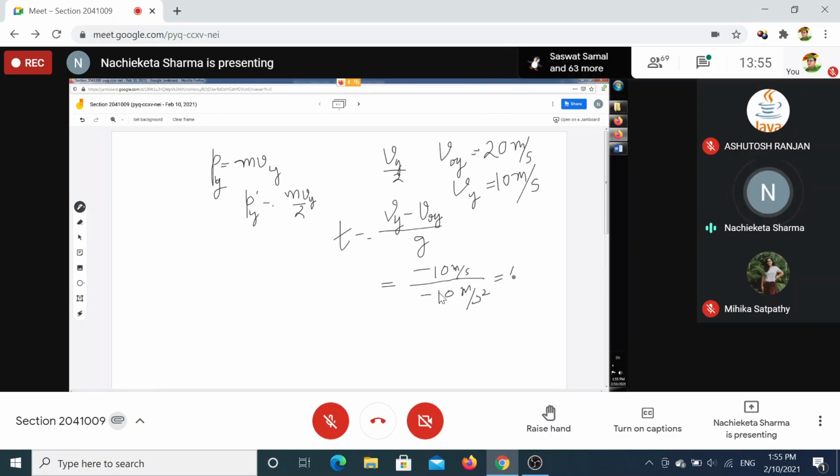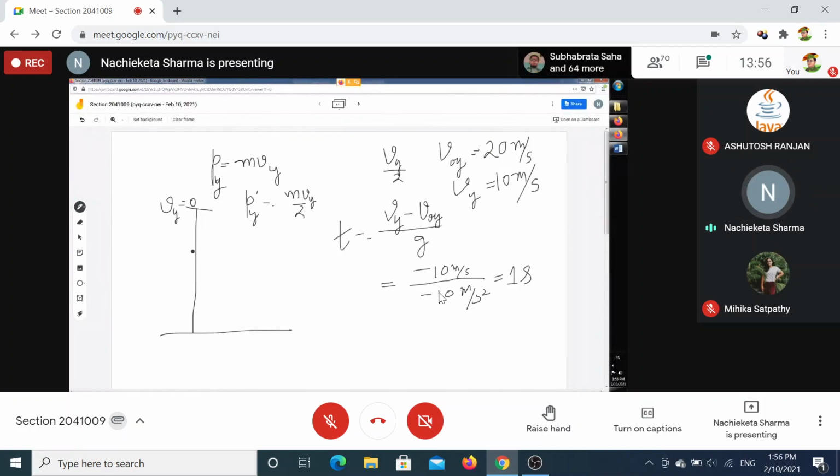But just wait. This is not the only answer. Because when you are throwing a stone, suppose the stone is going like this, it reaches a maximum height. At this point, its velocity is 0. Vy is equal to 0. But how much time does it take to reach the topmost point? It will take 2 seconds, because when you put Vy is equal to 0, 0 minus 20 by minus 10 will be 2 seconds.